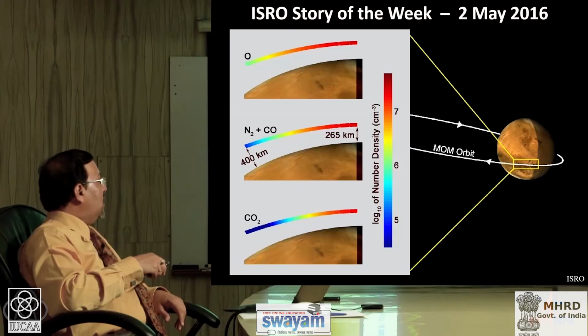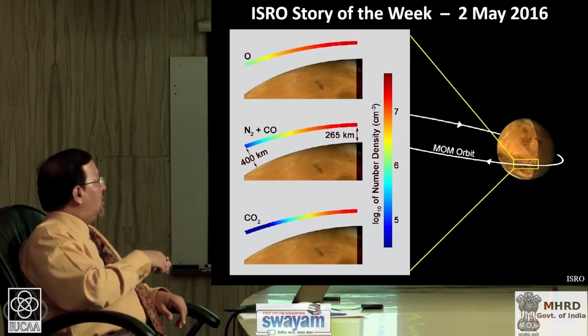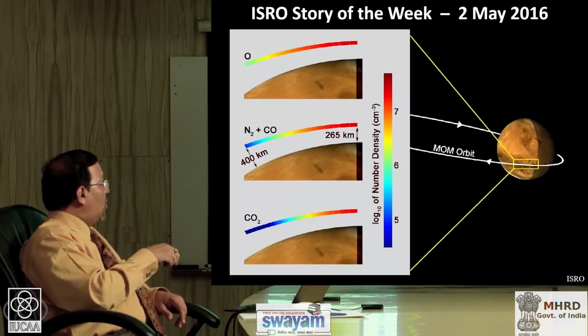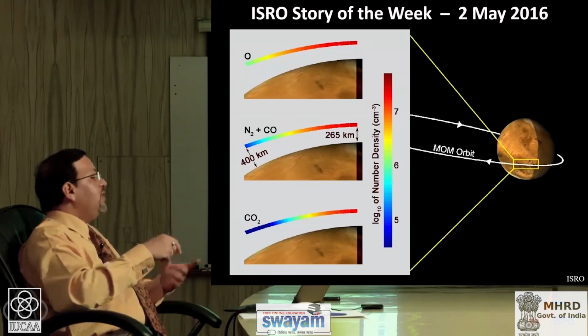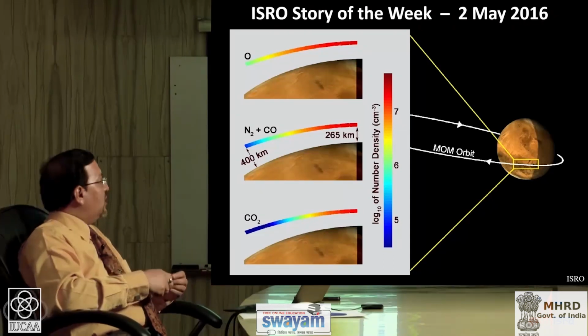You can see here this is the Mars, this is the day side, this is the night side. The orbit of the MOM is such that it enters the Mars or becomes closer to Mars on the dawn side or the morning hours and comes out in the evening hours. And this is the time when it is closest to the Mars, and we are able to see this evening hours atmosphere and how does it vary.